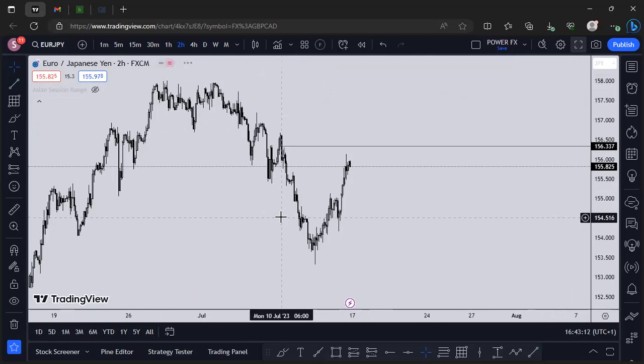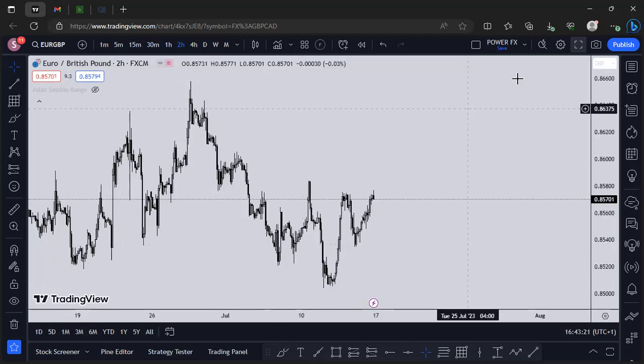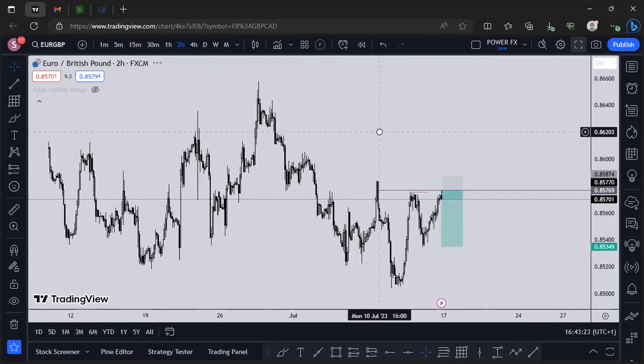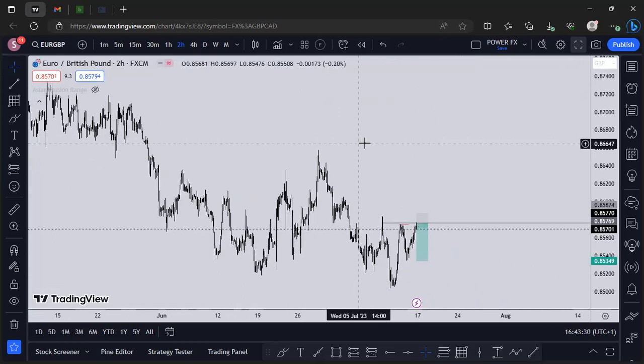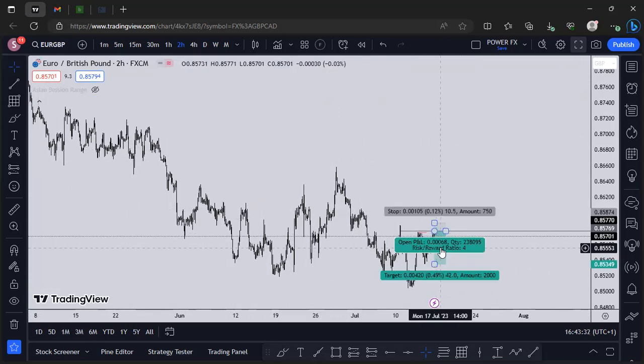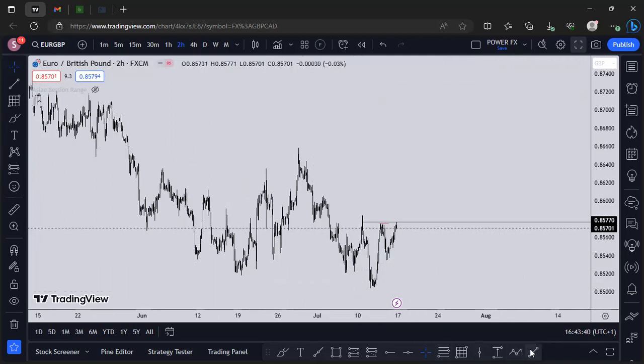Okay, this is on a continuation trend. We have a continuation trend here. You can actually see that Euro GBP is coming to the downside. So we have this massive break of structure here.